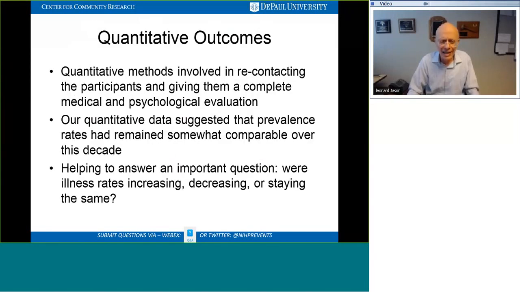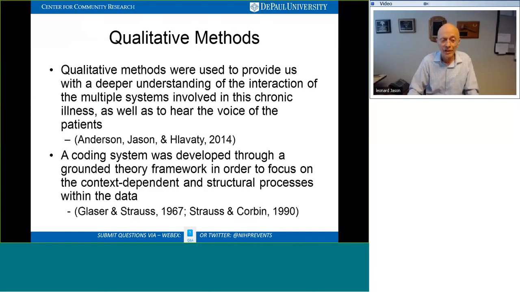So our quantitative outcomes involved recontacting the participants and giving them a complete medical and psychological evaluation. Our quantitative data suggested that our prevalence rates had remained somewhat comparable over this decade. This helped answer an important question. Were illness rates increasing, decreasing, or staying the same? Our qualitative methods were used to provide us with a deeper understanding of the interaction of the multiple systems involved in this chronic illness, as well as to hear the voice of the patients.